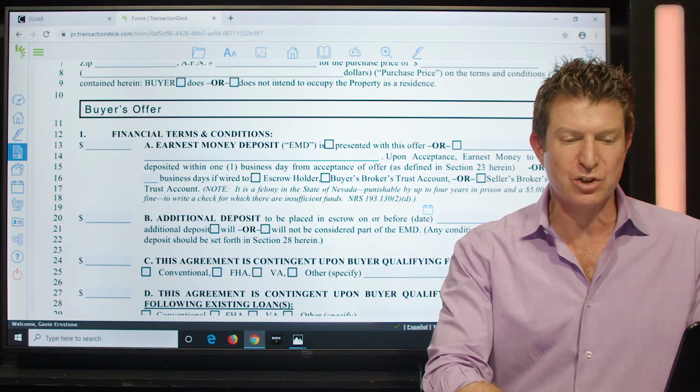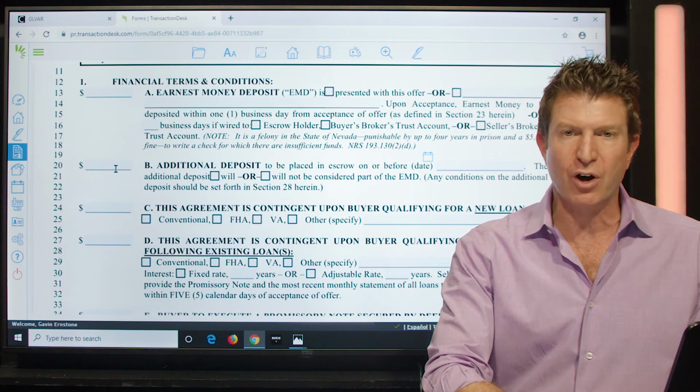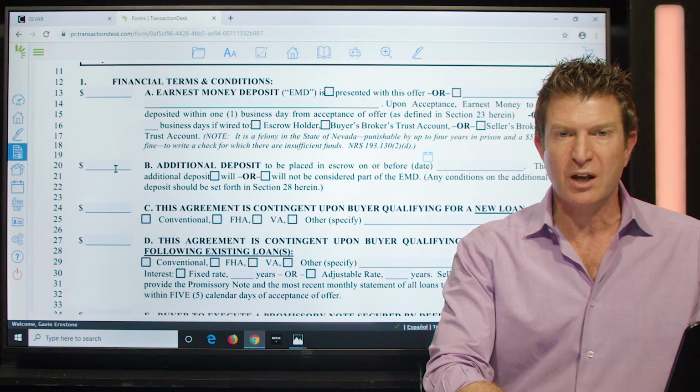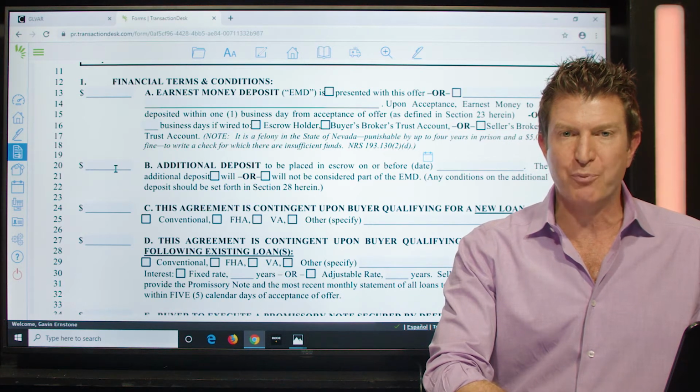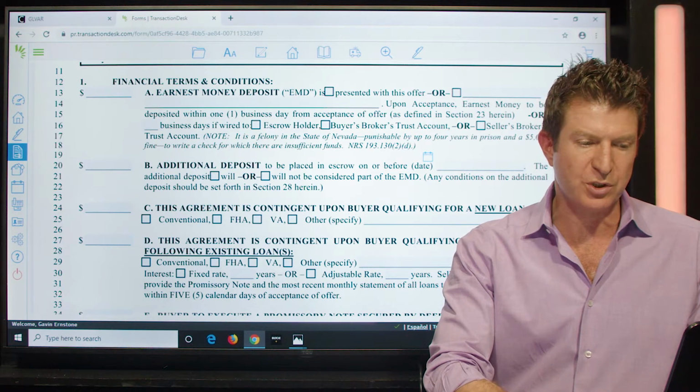If there is an additional deposit, and this is rare to see this paragraph, but if there is an additional deposit, that's going to be in a situation where the buyer is putting in more earnest money deposit after certain parts of the agreement have been reached. So again, doesn't get filled in very often, but that's where you would put it.